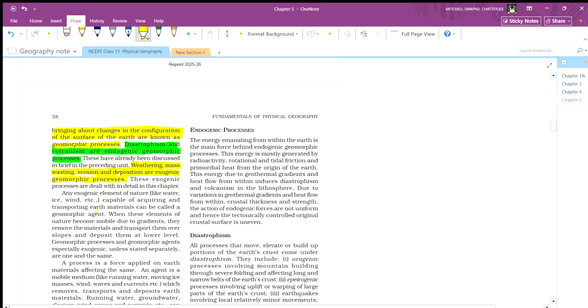Any exogenic element of nature like water, ice, wind, capable of acquiring and transporting earth material can be called a geomorphic agent. So what are the exogenic elements? Exogenic elements are water, ice and wind. Capable of transporting earth material, these are the geomorphic agents.